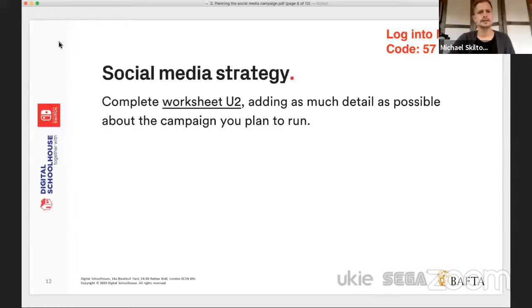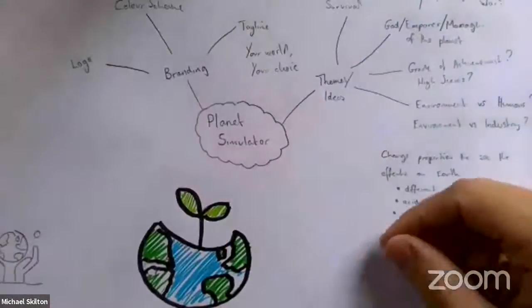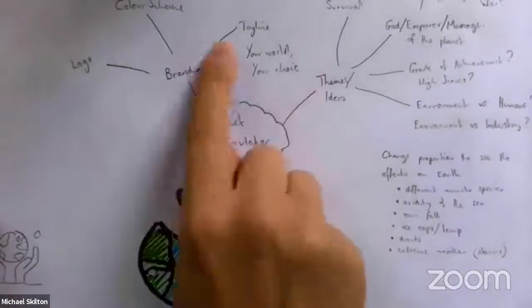So what we're going to look at to begin with, guys, is I've got some worksheets, but what I'd like to do first is start setting the scene of what types of things we want to go for with our particular social media campaign. Now, what I'd like to do to begin with is recap where we got to with our Planet Simulator designs so that we know what direction we want to take with our social media campaign today.